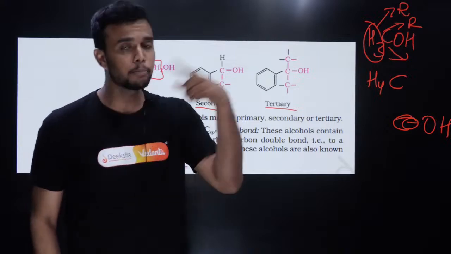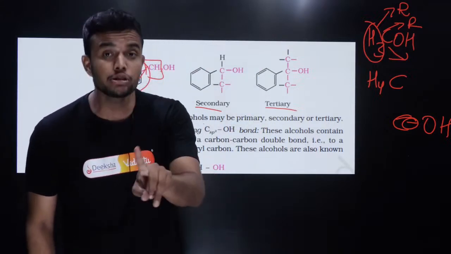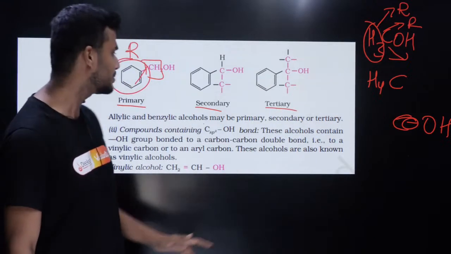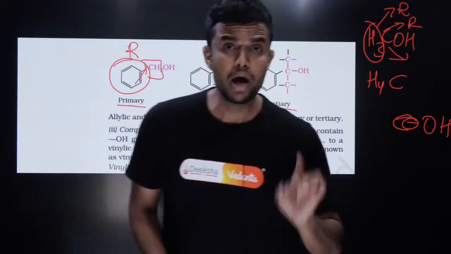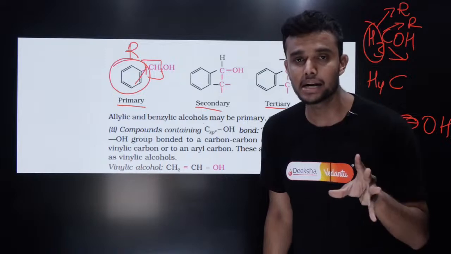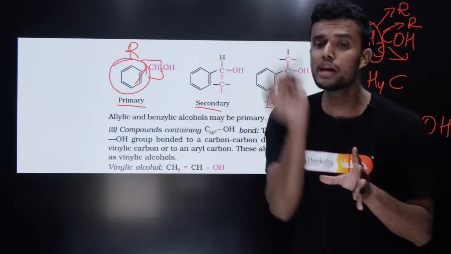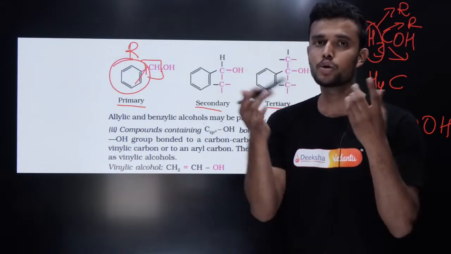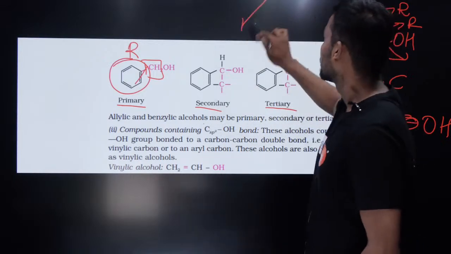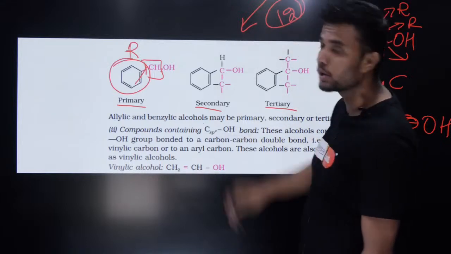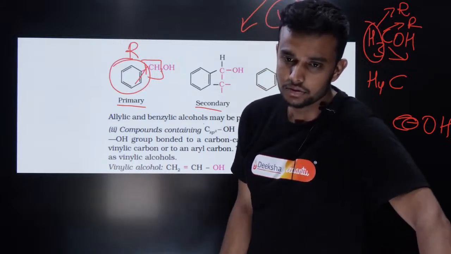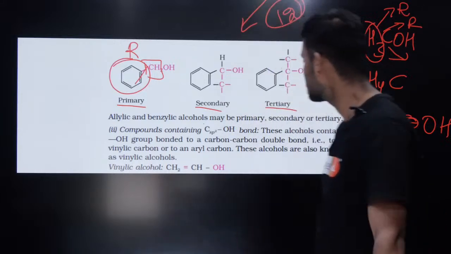If 2 hydrogens are present, primary. If 1 hydrogen is present, secondary. If there is no hydrogen, it is tertiary. Very simple, students. Alcohol, phenol, ether, a very simple unit. But in this unit, we have a few important named reactions. If you learn those reactions, you can easily get a minimum of 12 marks for your JEE and NEET from this unit, my dear students. I hope it's clear.